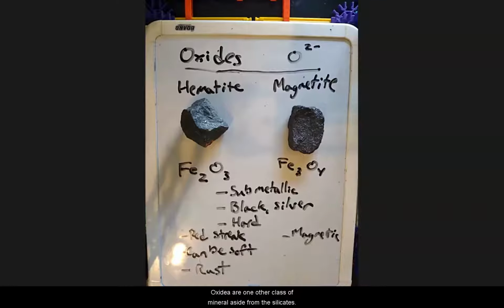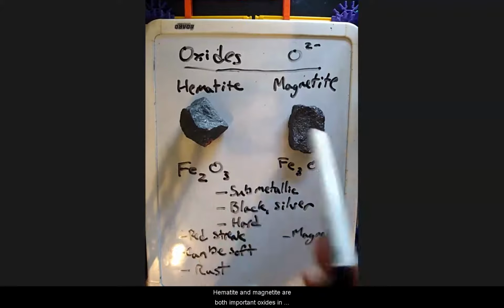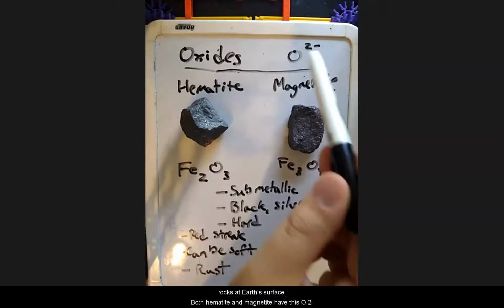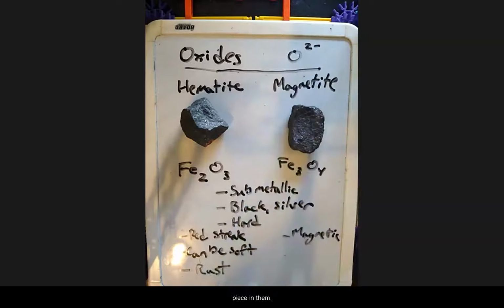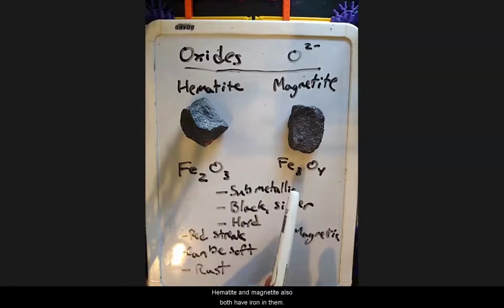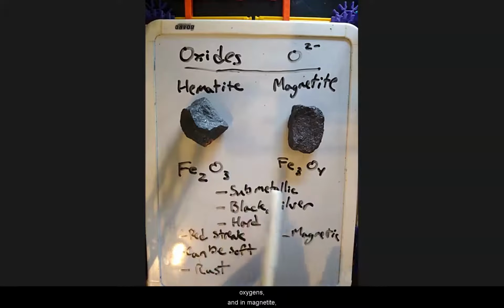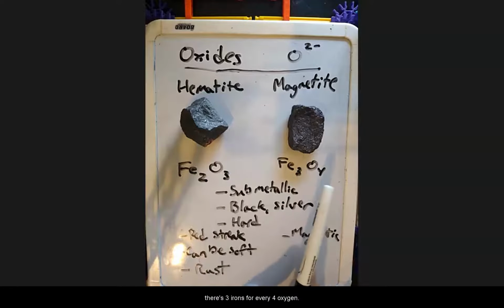Oxides are one other class of mineral aside from the silicates. We've got a few different oxides that we can look at. Hematite and magnetite are both important oxides in rocks at Earth's surface. Both have this O2- piece in them. That's the anion in oxides, and so that's what makes them oxides. Hematite and magnetite also both have iron in them. In hematite, it's 2 irons for every 3 oxygens, and in magnetite, there's 3 irons for every 4 oxygens.